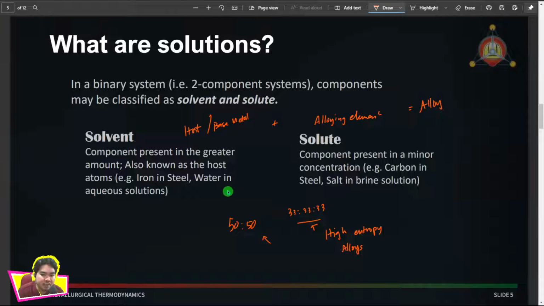In any case, pero dito naman sa MetE17, we will always present mga systems that have clearly defined kung alin yung solvent at alin yung solute. So something like mga 99:1, mga ganyan yung mga composition na ibibigay namin sa inyo.